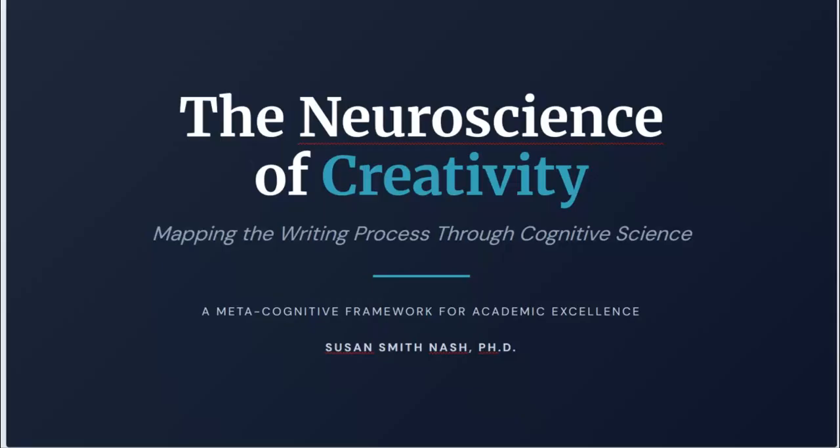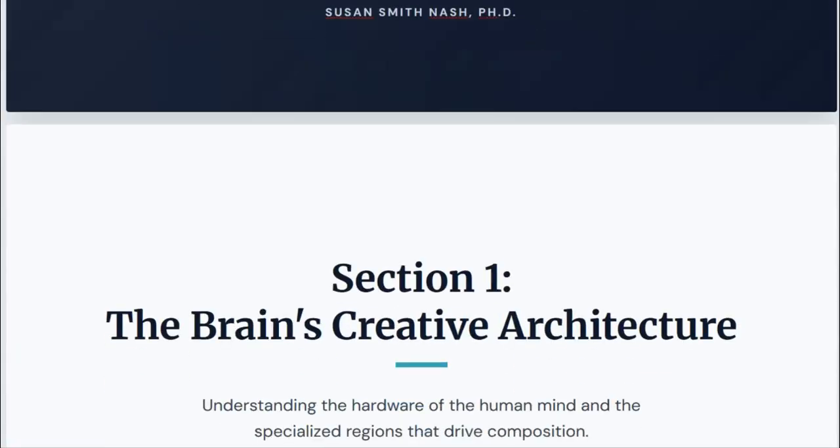At any rate, let's talk about how we can use neuroscience to help us write. Basically, I'm talking about the neuroscience of creativity and how we can map the writing process through cognitive science. It's a metacognitive framework. So let's just jump right into it.